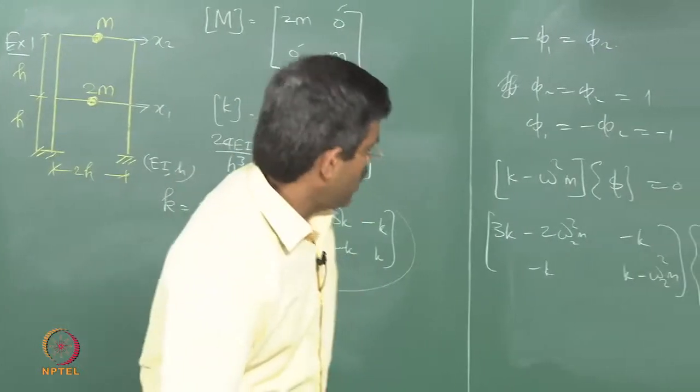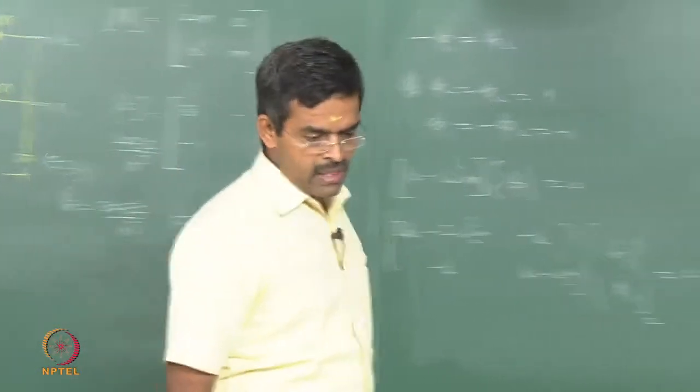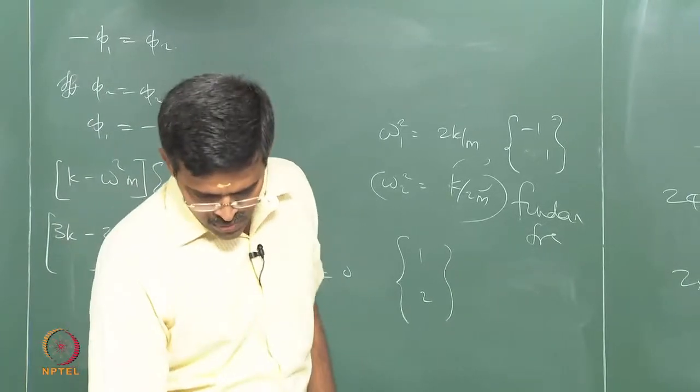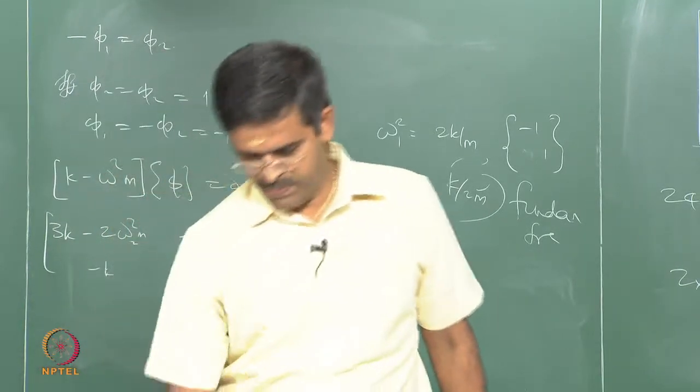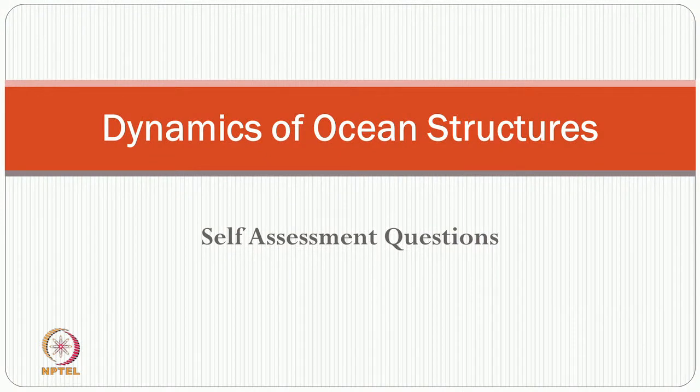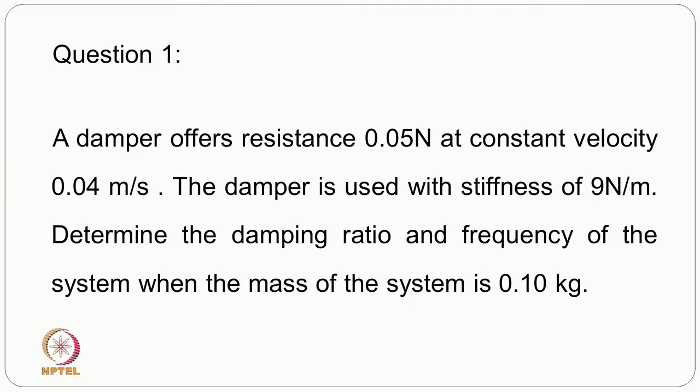Let us quickly spend about 5 more minutes to give you a self learning assignment which I want you to solve. So, there are some self assessment questions, please pay attention to this and try to solve them. A damper offers resistance of 0.05 Newton at a constant velocity of 0.04 meter per second. You can note down these values and try to solve them. The damper is used with stiffness of 9 Newton per meter. Determine the damping ratio and the frequency of the system when the mass of the system is 0.1 kg.